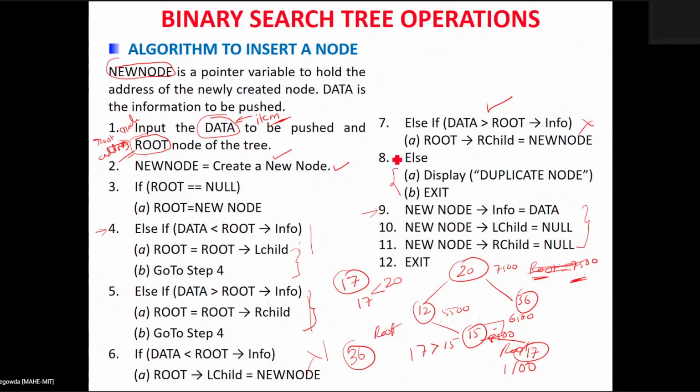You are coming to step number 8. In step number 8, you will come to know that you are trying to insert a duplicate value into the BST, but the value 36 already exists. So 36 need not be inserted once again, because if you insert 36 again, it is going to violate the properties of the BST. So you have to display the error message and come out of this.